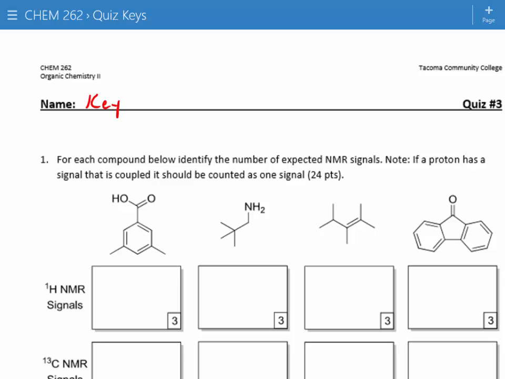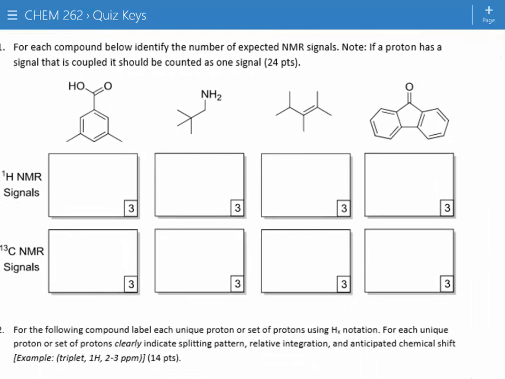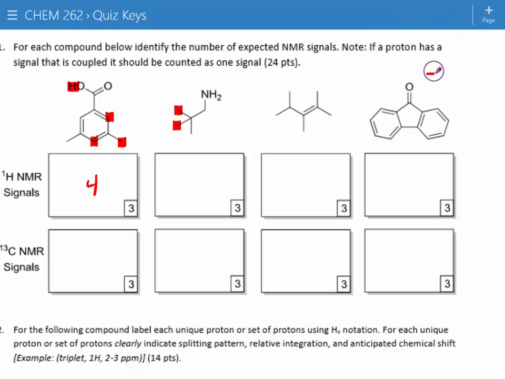All right, so for the first problem, we have to identify the number of unique proton signals. There should be 5 unique proton signals. One for here, that lower position. Here, that's 2, 3, and then 4. So we've got 4 proton signals. And then if we do the next one, all of these methyl groups are the same. So that's 1, then we've got 2, and then we've got 3. So this should be 3 proton signals.